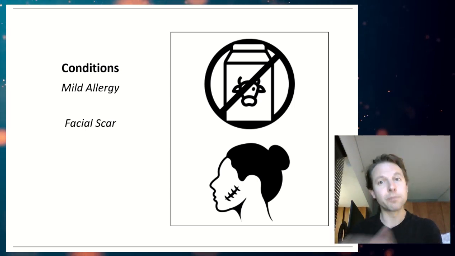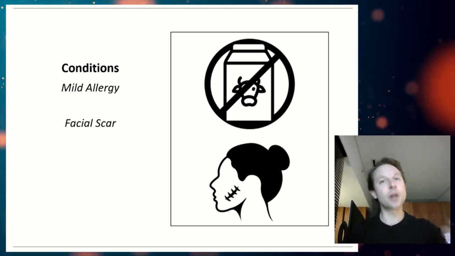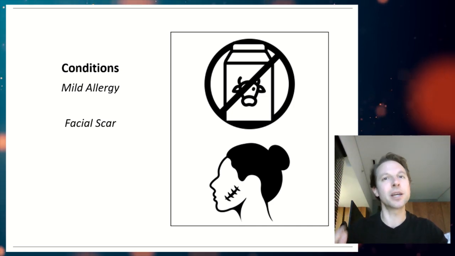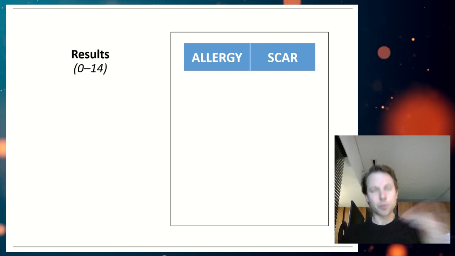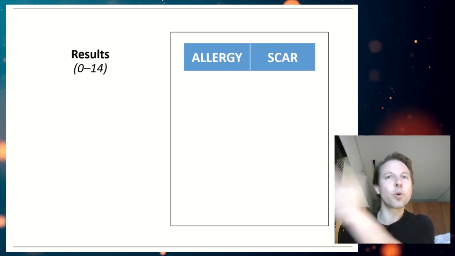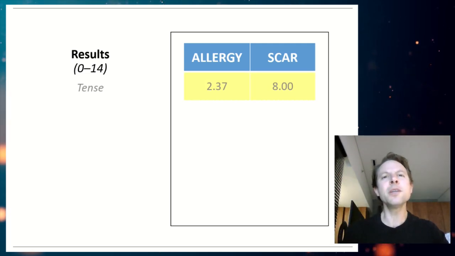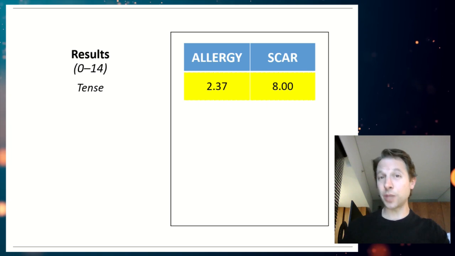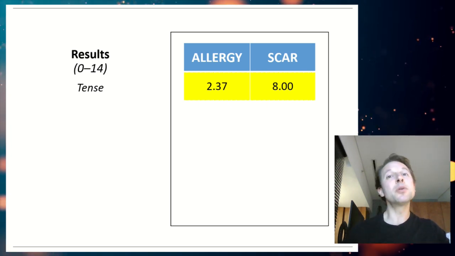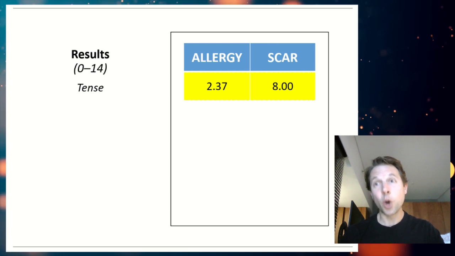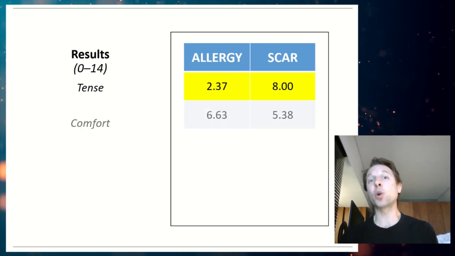After the discussion was over, both of these groups were asked to rate your conversation. How well do you think that 6-minute conversation went on a bunch of different levels? And here were some of the highlights. So they were asked to rate on a scale of 0 to 14. 14 great, 0 low. One dimension was tenseness. How tense do you think the conversation was? People in the allergy group, 2.3. People in the facial scar group, 8.0. They thought the conversation was significantly more tense.